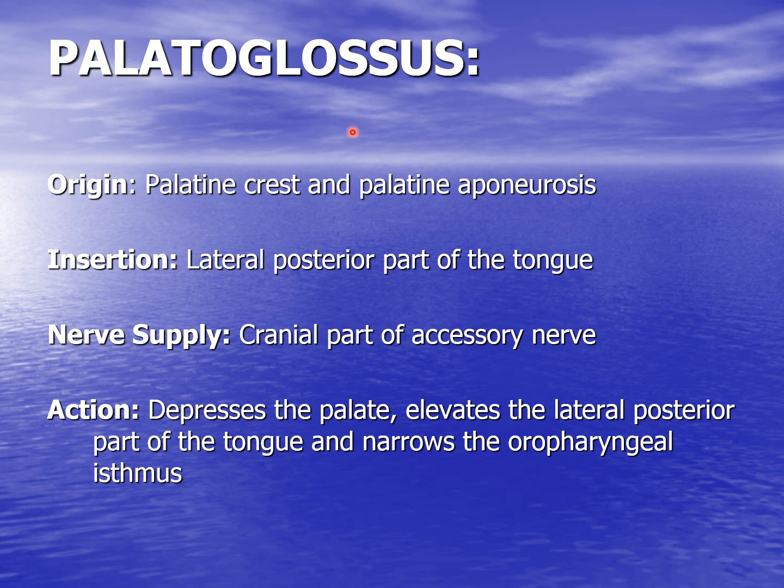This is a resume of the palatoglossus muscle. Palatoglossus, from the palate to the tongue. So the origin is the palate. Which part of the palate? Palatine crest and palatine aponeurosis. Which part of the tongue? Posterior lateral part of the tongue.